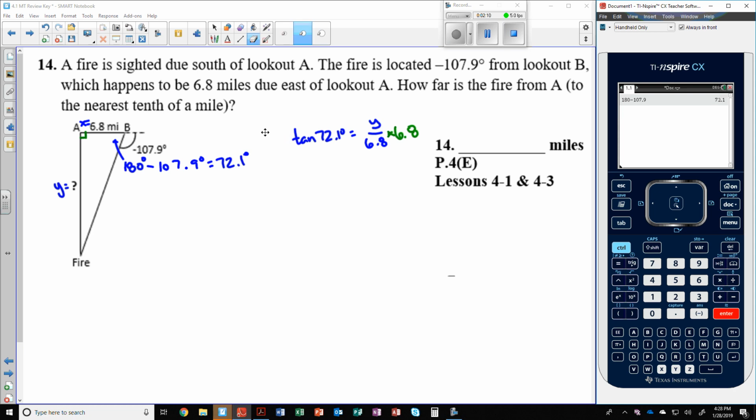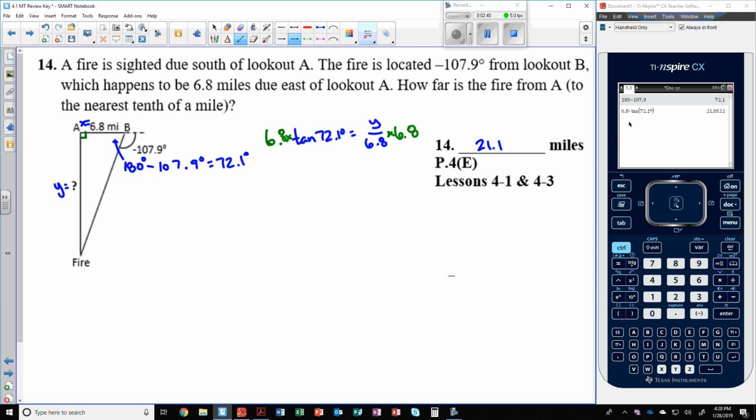That's really ugly. Let me try this again. 6.8 times the tangent of 72.1 degrees. So here we go. 6.8 tangent of 72.1 degrees. I'll make sure I hit the degree symbol down here in the pi button. That is 21.053. So it says round to the nearest tenth of a mile. We just determined that this is 21.1 miles.